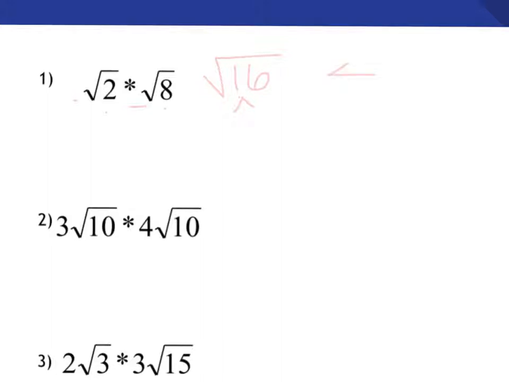I just know that 4 times 4 gives me 16, so those two would pair up and come outside of the house, and I don't have anything inside of my radicand.